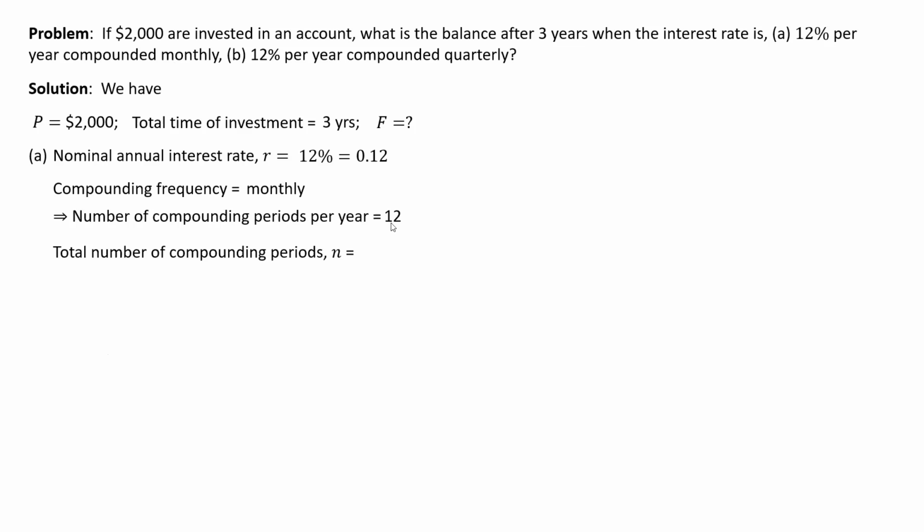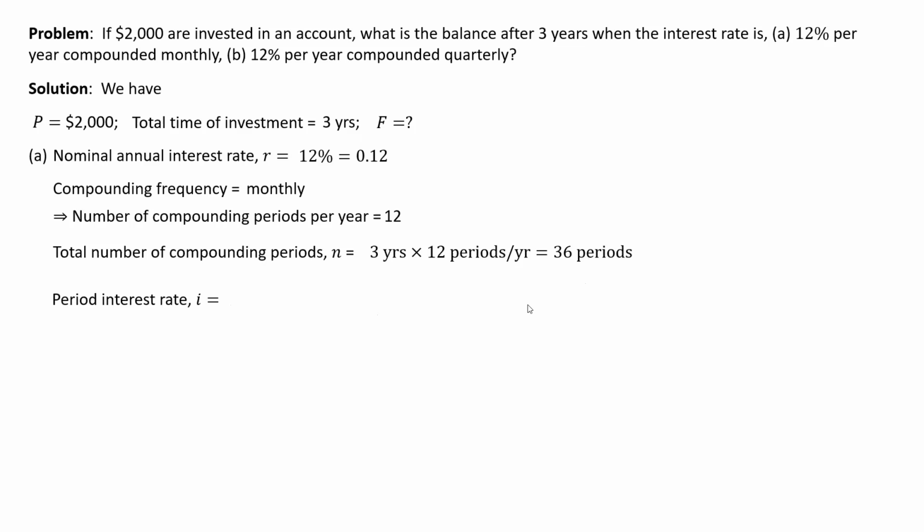Because there are 12 compounding periods per year and the total time of investment is 3 years, actually, the number of compounding periods is 12 times 3. 12 per year times 3 years gives you 36 periods. Okay, that is going to be our N. Please make sure you understand this concept.